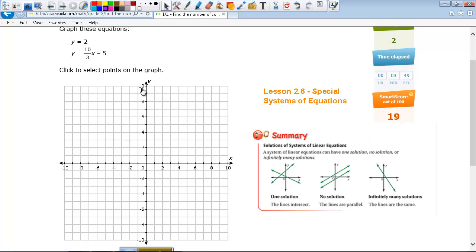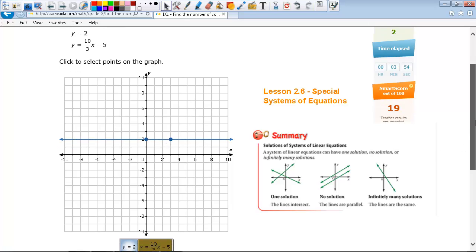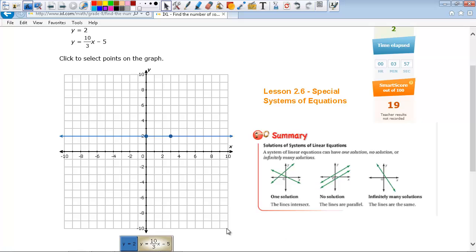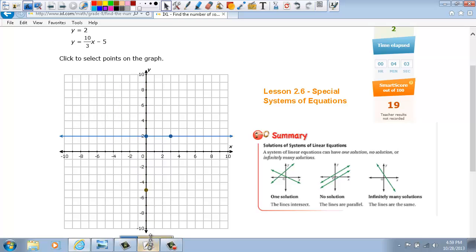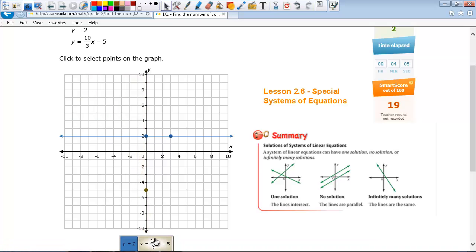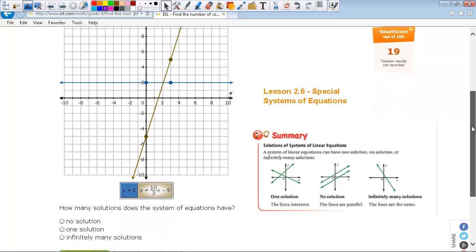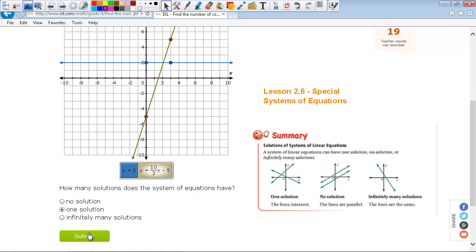Okay, we have y equals 2, which is a horizontal line going through y equals 2. And then we have -5 as our y-intercept. And our slope is 10 over 3. It's up right, up 10, right 3. Now even though the point they cross might not be exactly where we can name the point easily, we still know that it's one solution, and that's all we need to know for this problem.